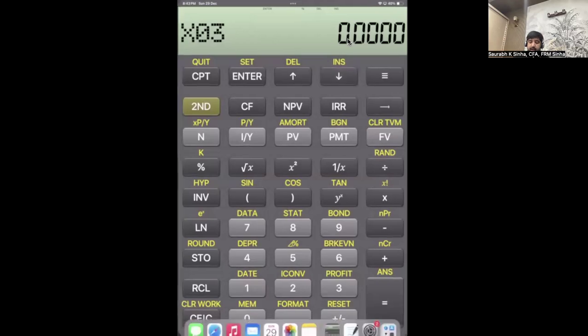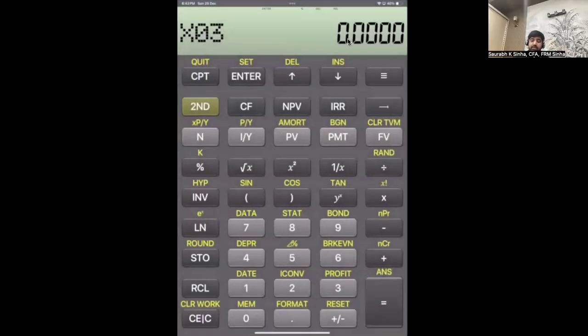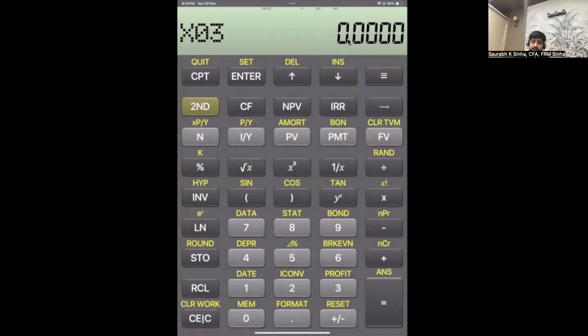Then after 3 it was 4. Oh, even it was not 4, it was minus 4. So we'll again press 4, and there is a key which says reset plus minus. Just do minus and enter. Arrow down. Then what is the third data point? The third data point is 0. So you enter 0, arrow down.